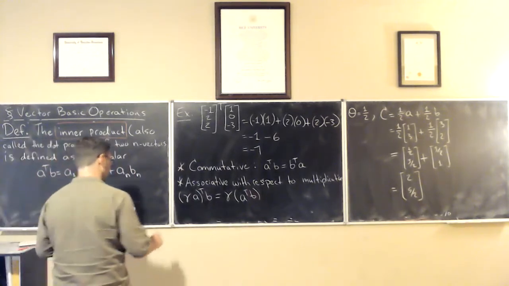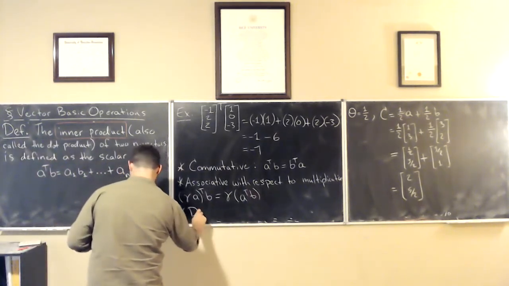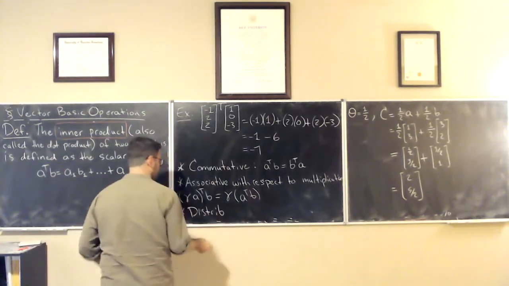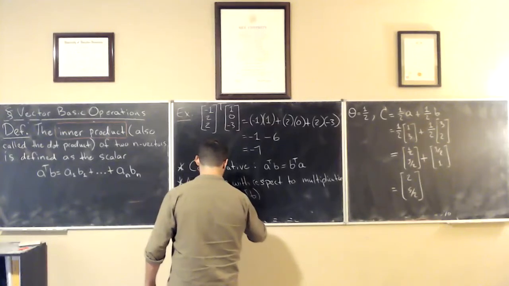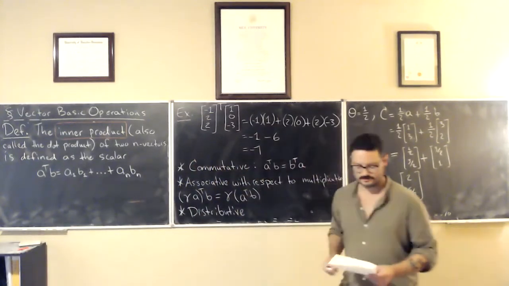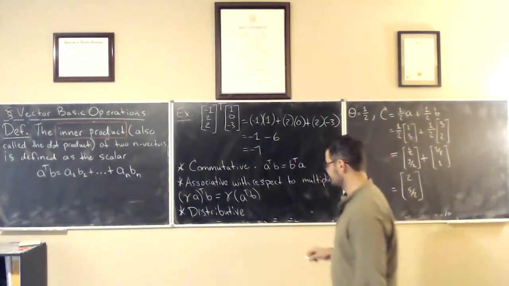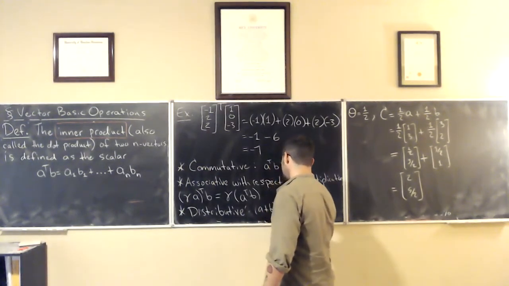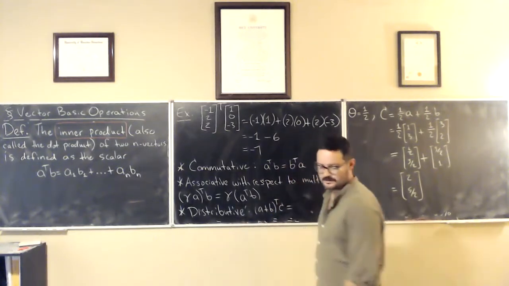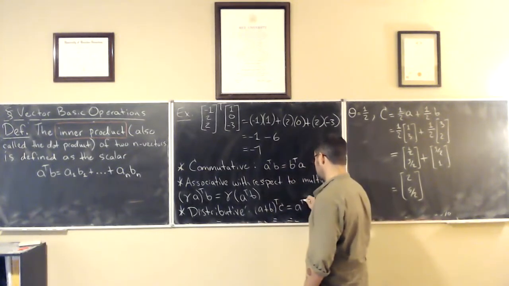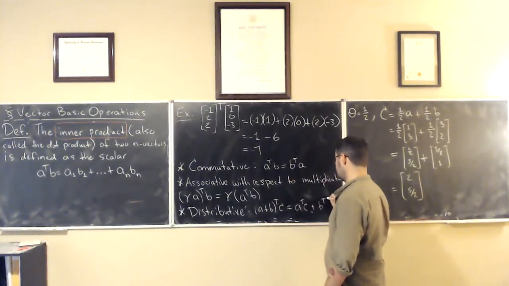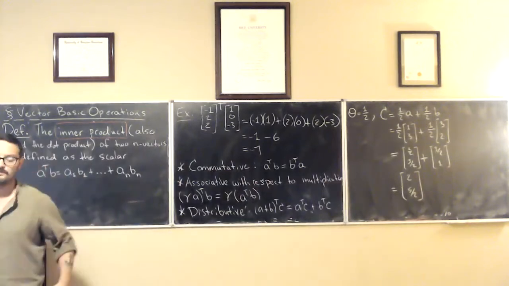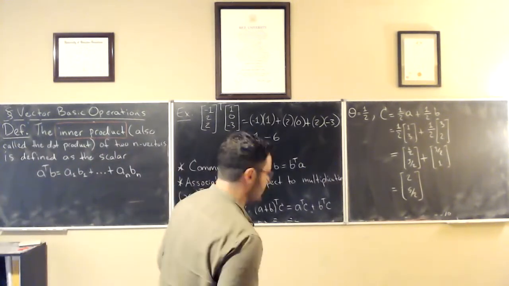And then finally, it's distributive. Not finally, but these are the major points that I want to emphasize. You'll see other properties in the textbook when you look at the homework that I'll assign later. All this says is that A plus B times C is the same thing as A times C plus B times C. Those are the fundamental properties of the inner product. There are more, and you will see those in the homework.